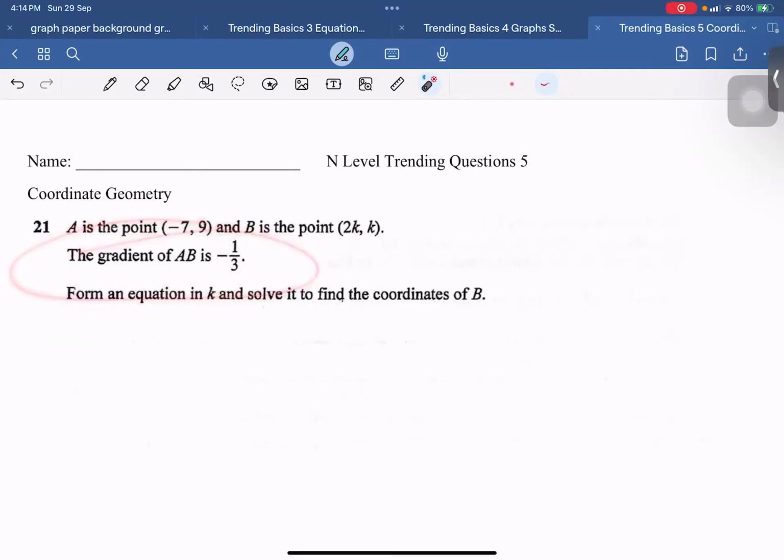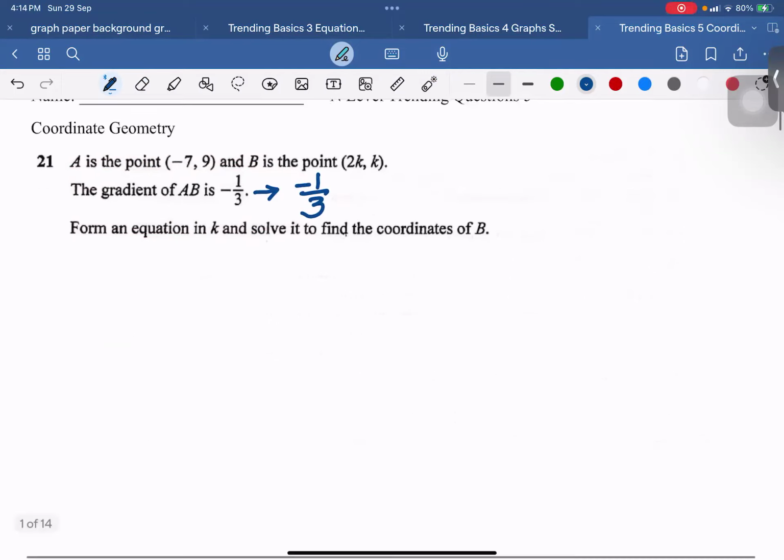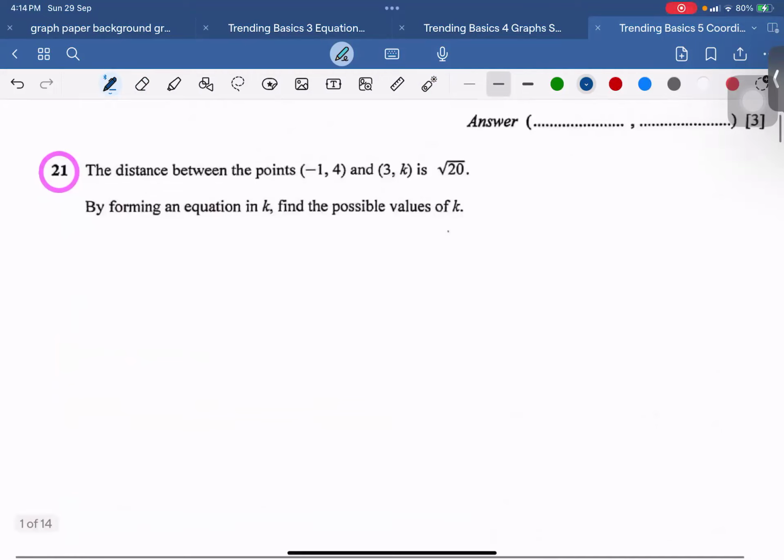So I should assume if I give you the gradient, you know how to find it. But the problem for this question is, where do I put the negative sign? I put the negative sign with the numerator if possible, or the denominator. Both can give you the same answer. Okay, so you use the equation, go and find it. I think you know how to do gradient.